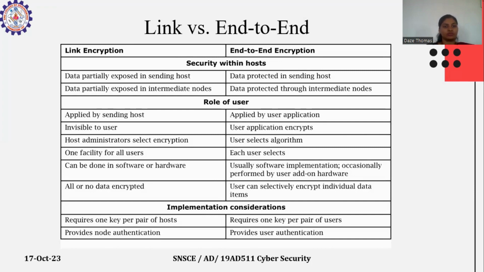Data is partially exposed in the sending host. Data is partially exposed in intermediate nodes also. While in end-to-end encryption, data is protected in the sending host. Data is protected through intermediate nodes.